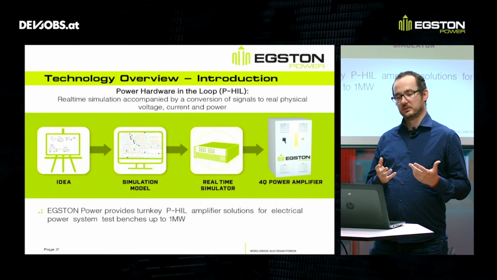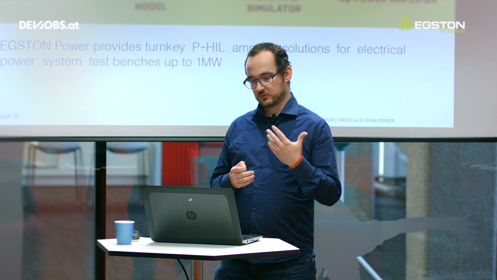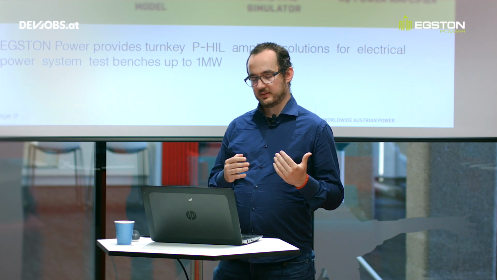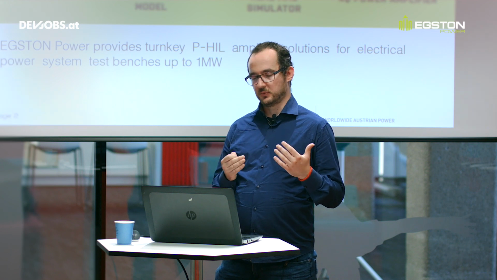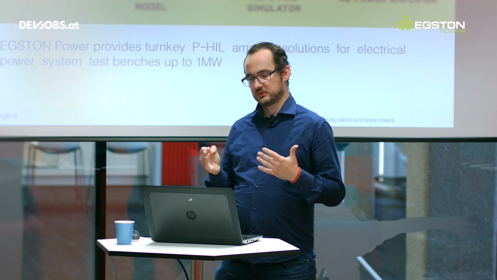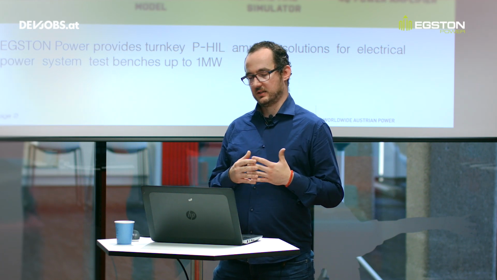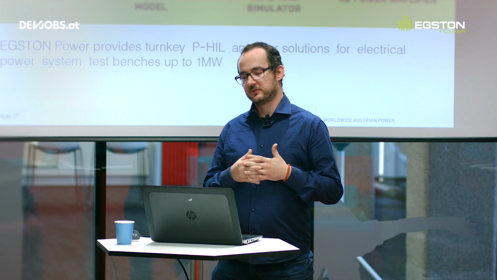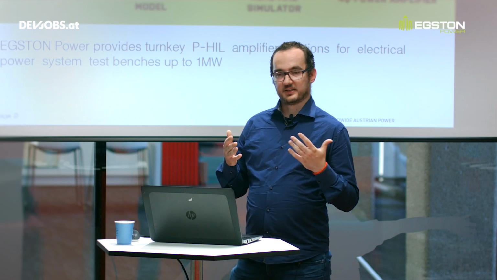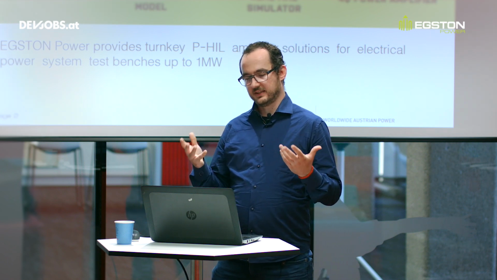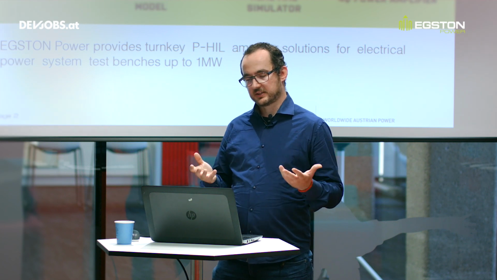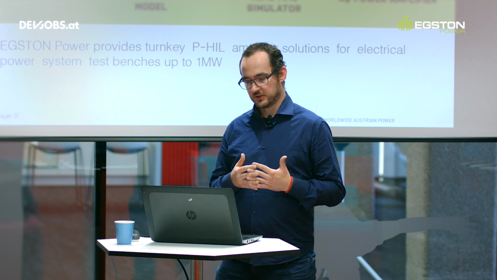The added value of this is that not only are the concepts evaluated at the simulation level, but the voltages and currents which would be generated in the model would be translated and transposed to the megawatt area, where the EGSTON Power Amplifier would have the capability to produce these with high bandwidth. This essentially means that any device under test which would be connected to this would actually interact with the entire system and also with the simulation.